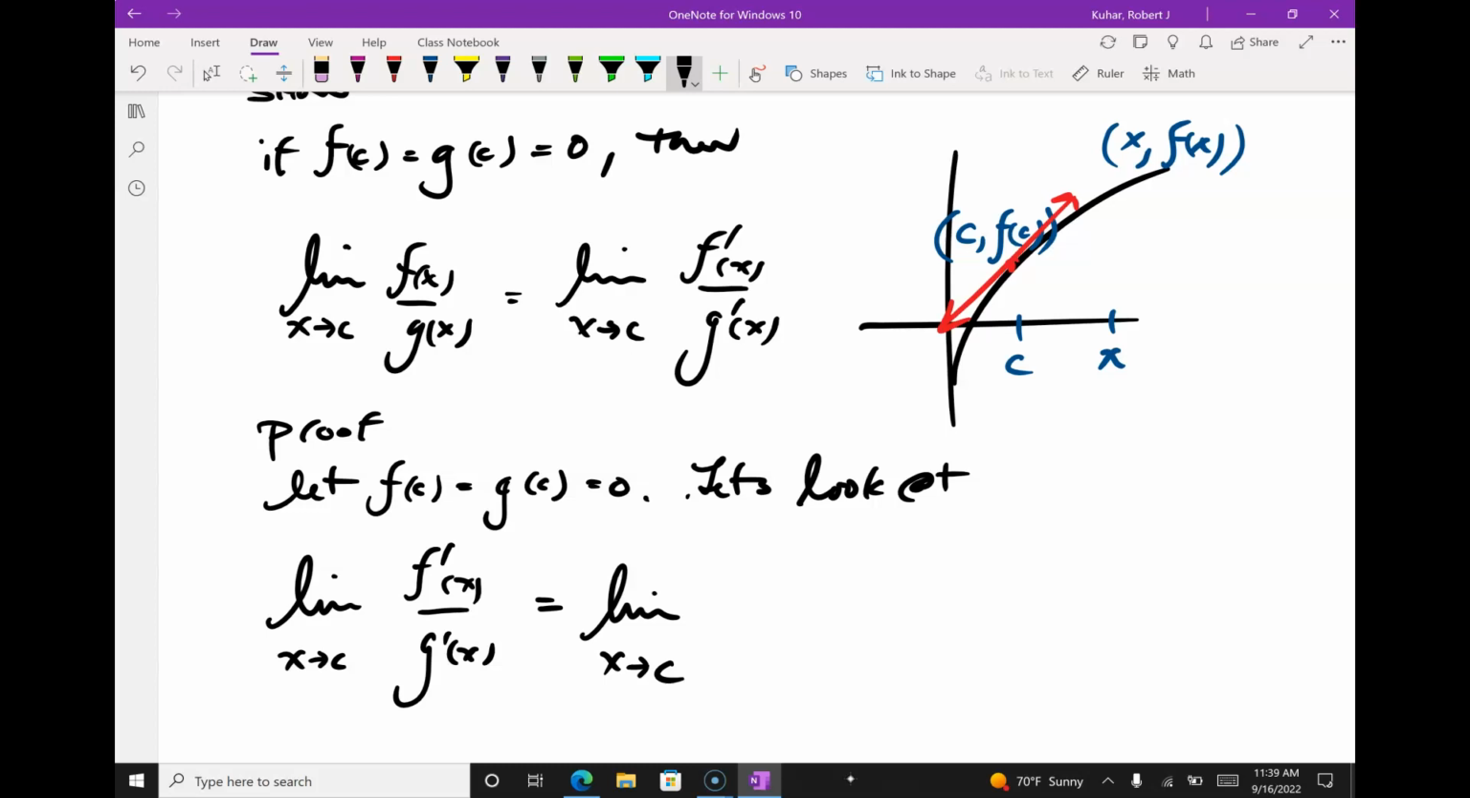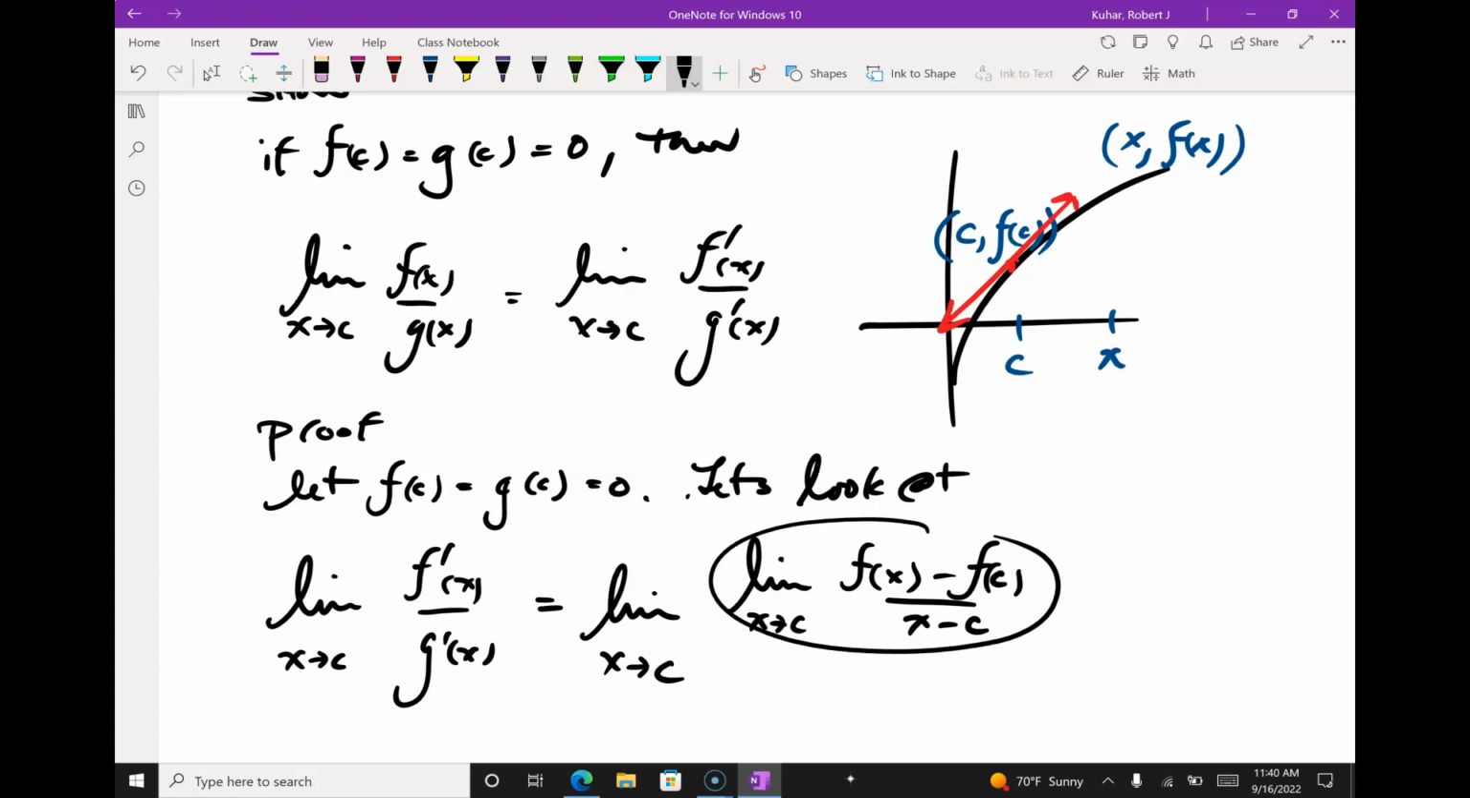How do I get my slope from there? F of x minus f of c all over x minus c as x goes to c. So it's the limit as x goes to c of f of x minus f of c all over x minus c. That's my derivative. That's f prime, right? You with me there? That whole thing here that I've got in green is f prime.